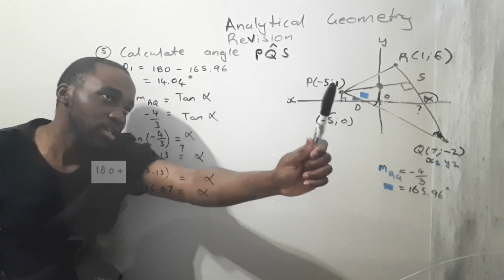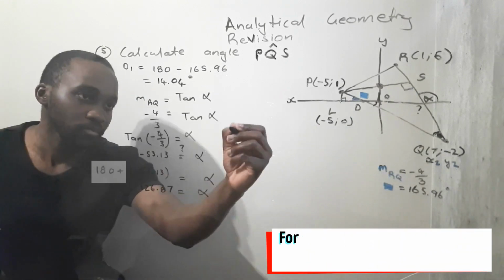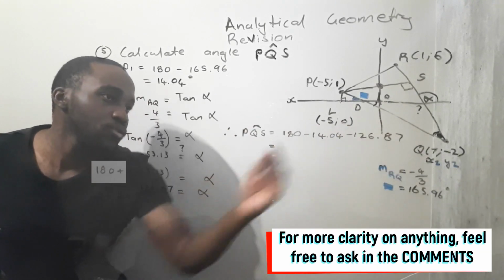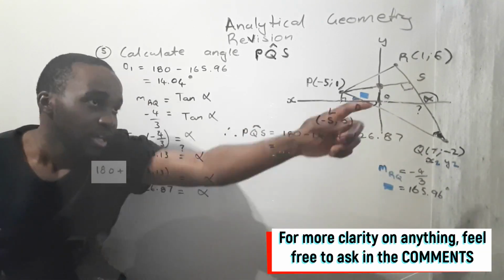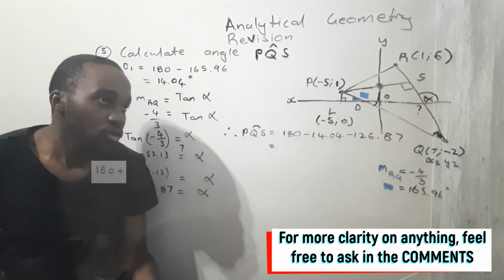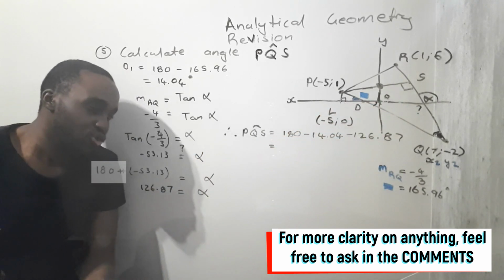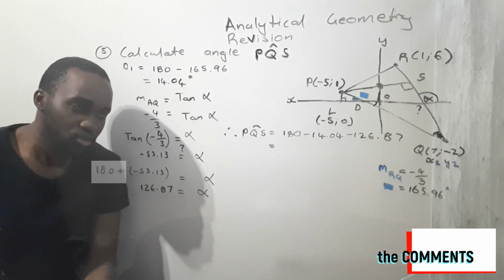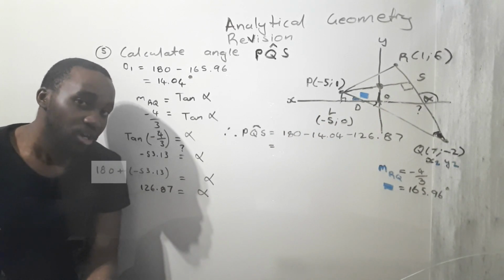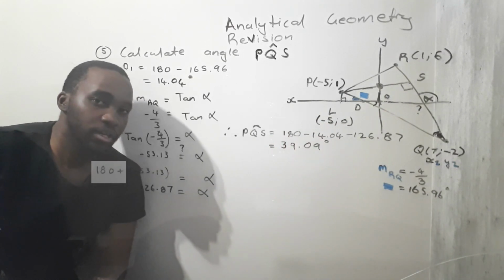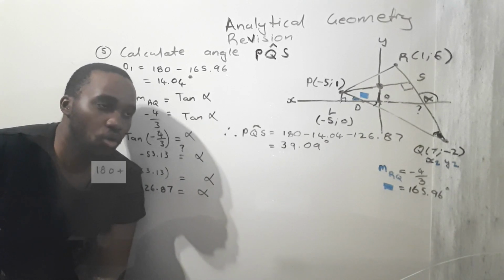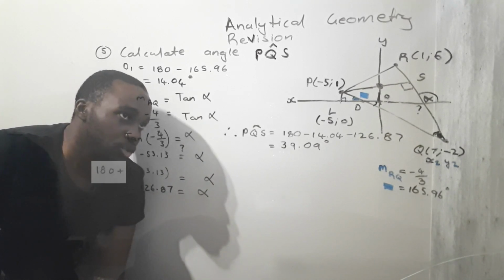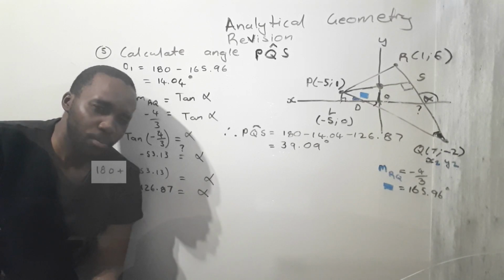So for us to get PQS, this is all we need to do. We need to remove this angle there and that angle from 180, because those are interior angles of a triangle. So if you put all this in your calculator, you're going to get there 39.09 degrees. So that's all you needed to do to get the angle PQS.